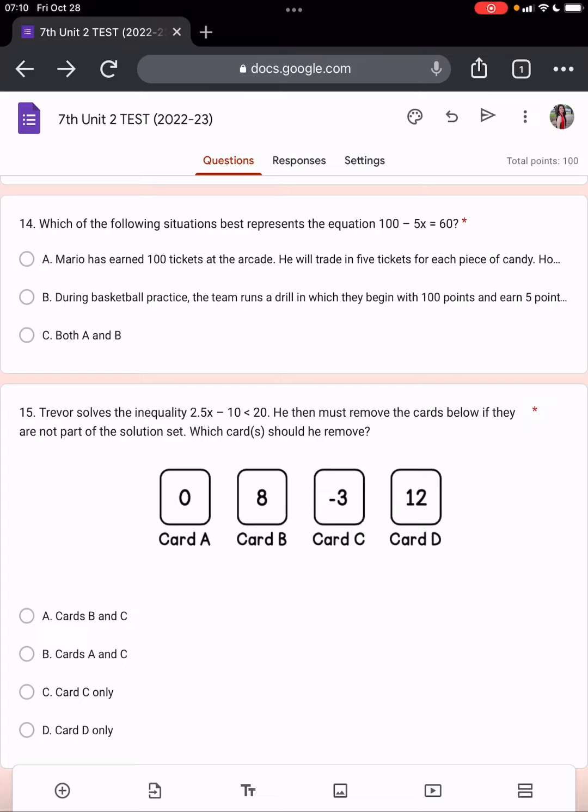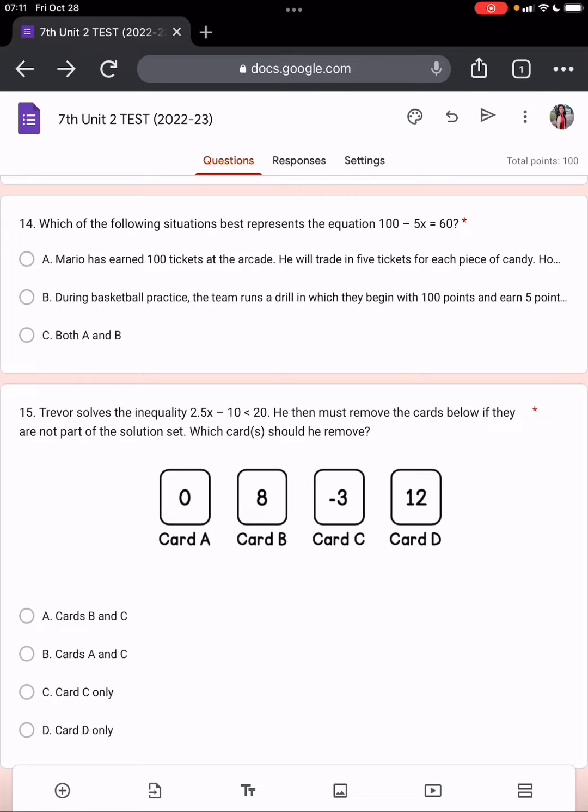Number 14. Which of the following situations best represents the equation 100 minus 5x is equal to 60? A, Mario has earned 100 tickets from the arcade. He will trade in 5 tickets for each piece of candy. How many pieces of candy can Mario get and still have 60 tickets remaining?